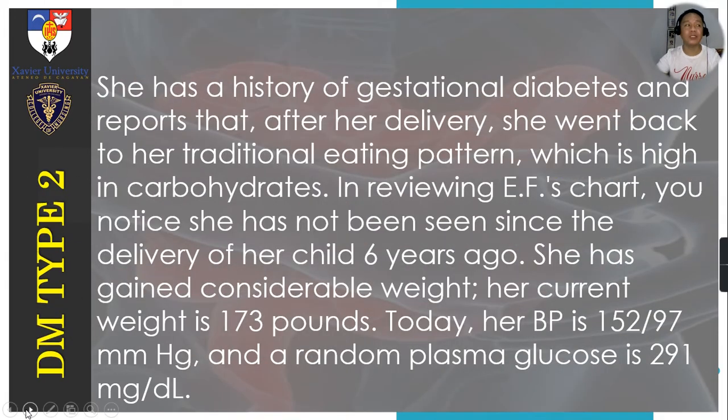She has a history of gestational diabetes and reports that after her delivery, she went back to her traditional eating pattern, which is high in carbohydrates. In reviewing EF's chart, you noticed she has not been seen since the delivery of her child 6 years ago. She has gained considerable weight. Her current weight is 173 pounds. Today, her BP is 152 over 97 millimeters mercury, and a random plasma glucose is 291 milligrams per deciliter.